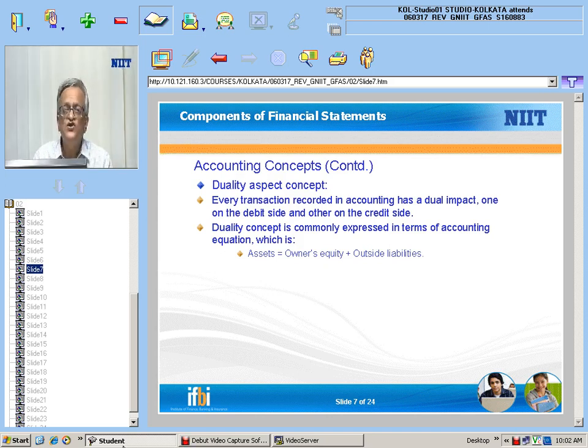Whenever the balance sheet is prepared, it will have two columns. One is the asset column, the other is the liability column. What is an asset? An asset is something which I own. What is a liability? A liability is something which I owe. So the liability side will be there, the asset side will be there. And if you total both the assets and liabilities, the amount should be equal, and the balance sheet is said to be tallied.